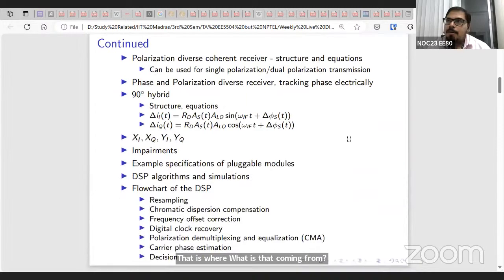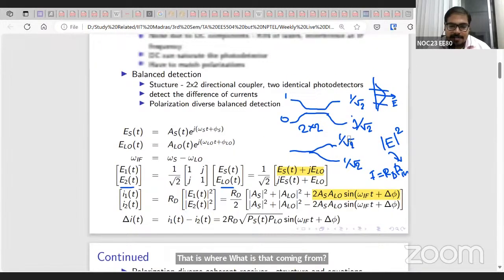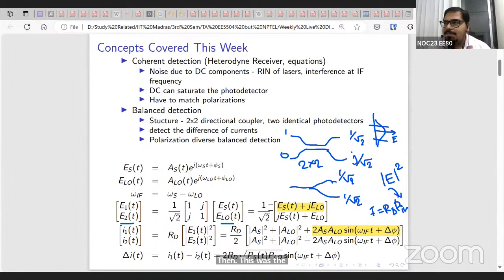Then this was the first structure we discussed, this balanced photodetector structure. Then subsequently we keep adding on that structure. Like if you understand this structure, you should be able to understand what the other things are doing.